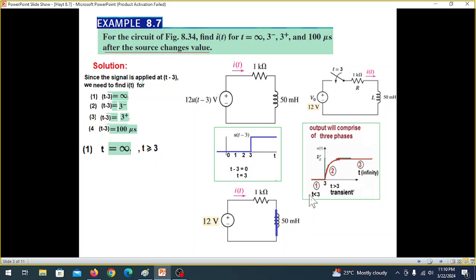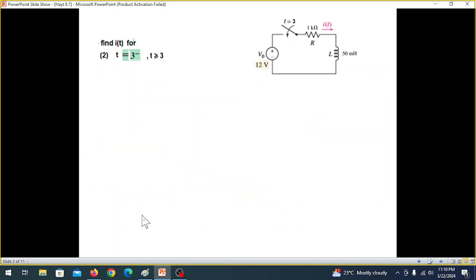And we are at time infinity, we are here. In this region, again, it is steady state condition. And because it is steady state condition, the inductor will be short circuited. And so this is the circuit. So i(infinity) will be this voltage divided by this resistance. So 12 milliampere is the answer for part 1.